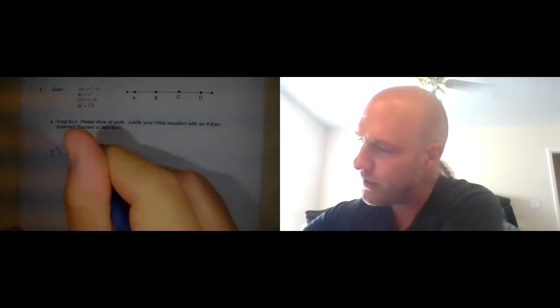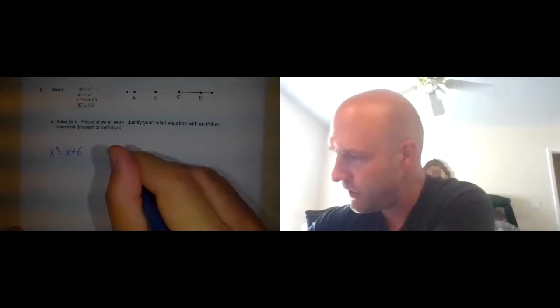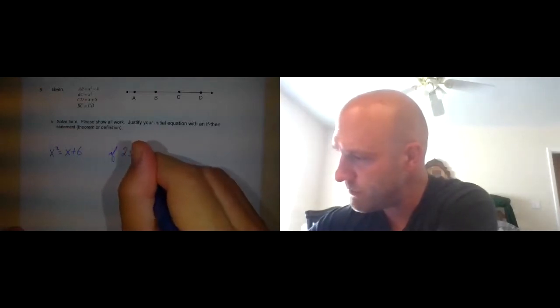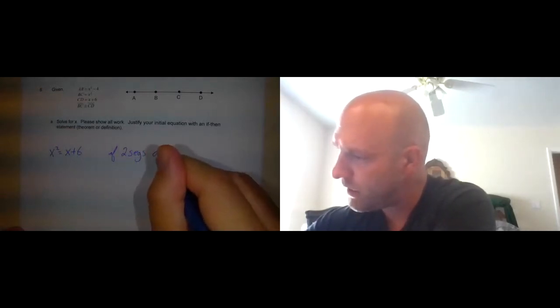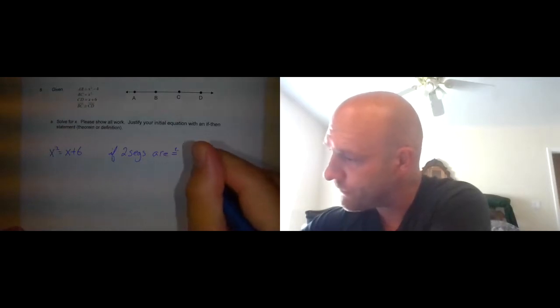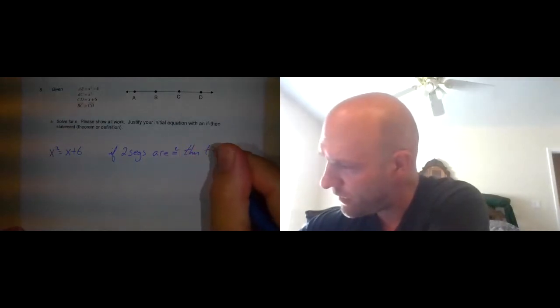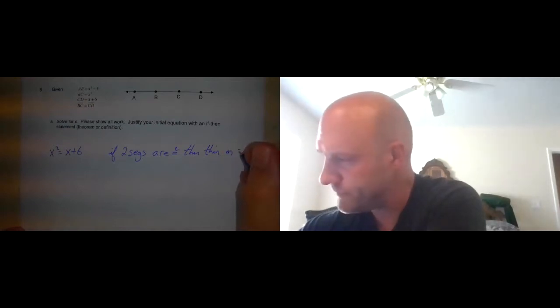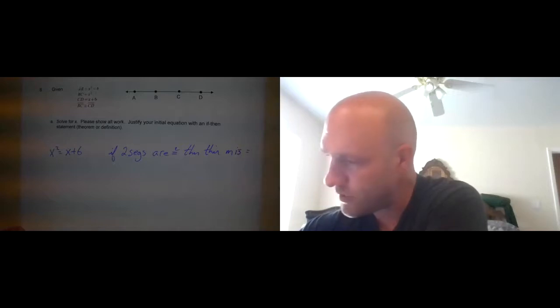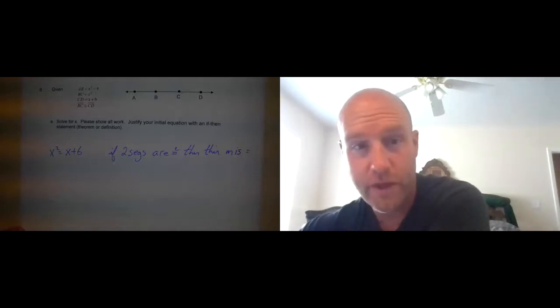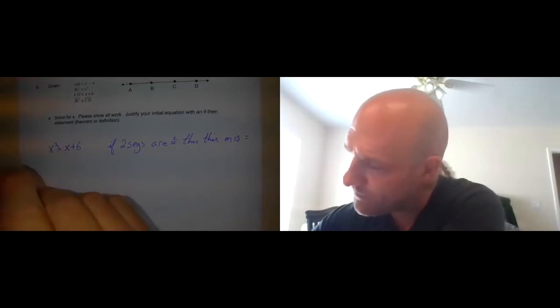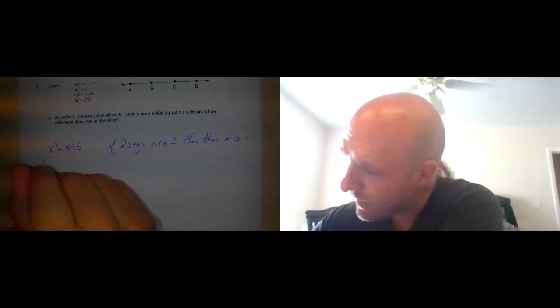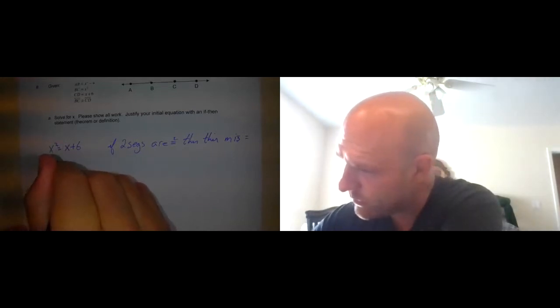How did I know that? Because if two segments are congruent, then their measure is equal. This is the worst case ever, is equal. Something like that. When they have equal measure would be another good way of saying it. So x squared minus x minus 6 equals 0.